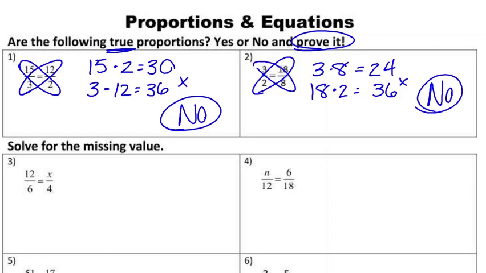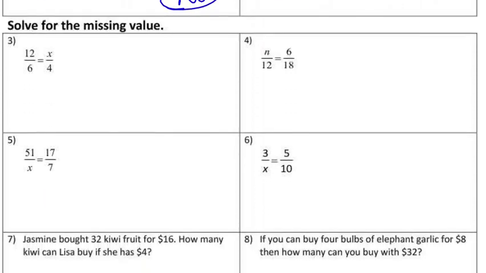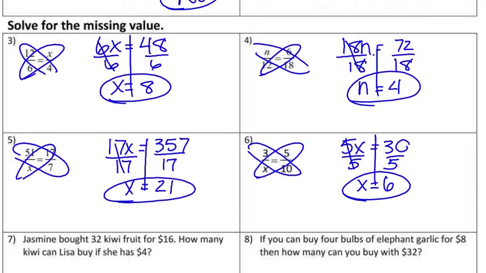And here's your answers for 1 and 2. They both are not proportional. They're not true proportions. So what I would like for you to do now is do 3, 4, 5, and 6. When you're ready, unpause the video, and then you can check your work for those. And here is the work and answers for number 3, 4, 5, and 6.